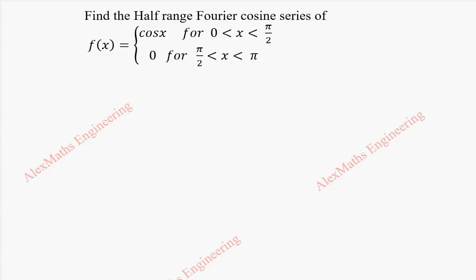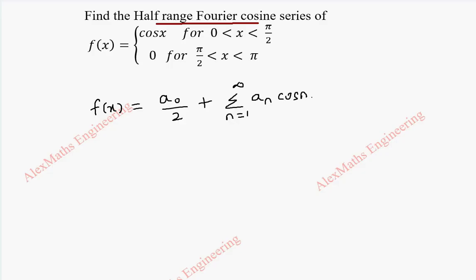In this video, we are going to find the half-range Fourier cosine series for the given function f of x. So first we are going to write the formula, that is f of x equals a0 by 2 plus summation n from 1 to infinity of an cos nx. Now to find a0, we use 2 by pi integral 0 to pi f of x dx.